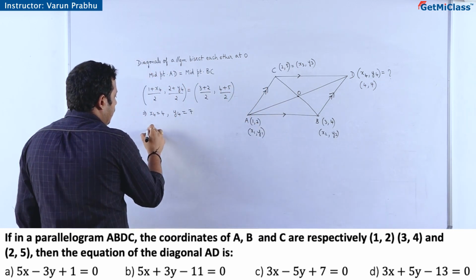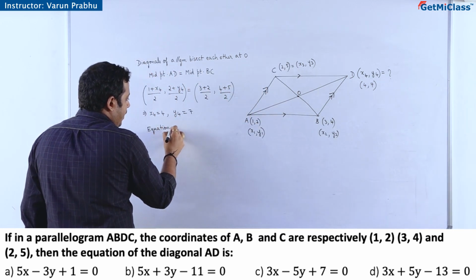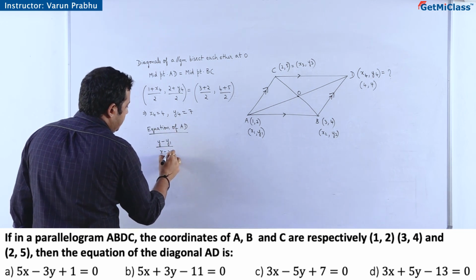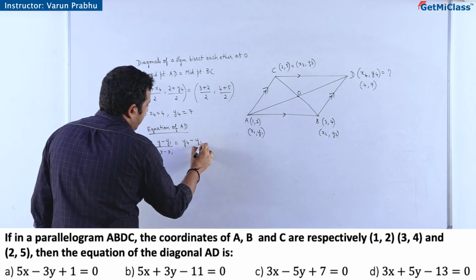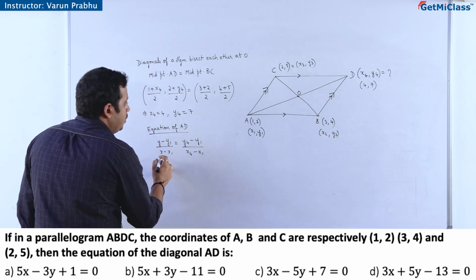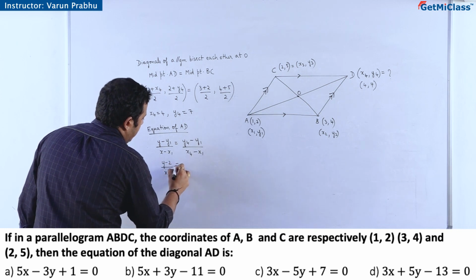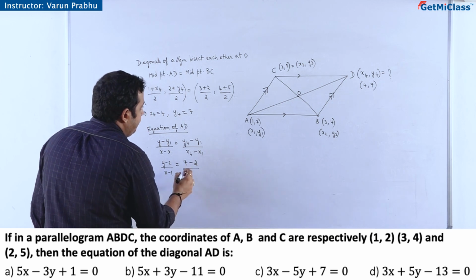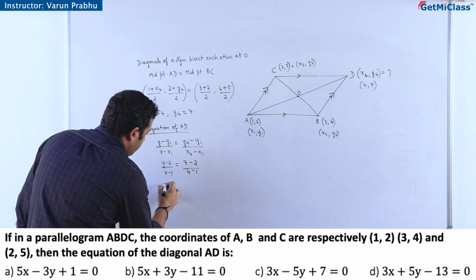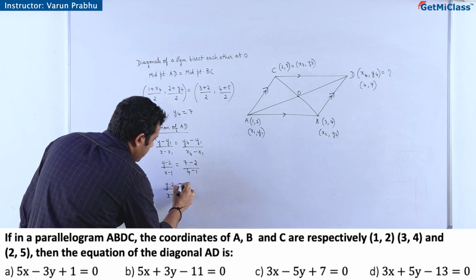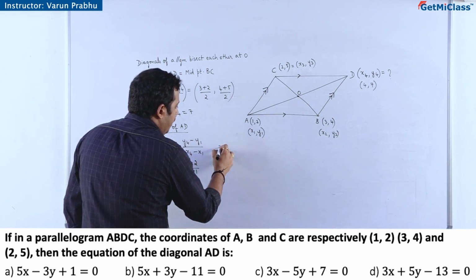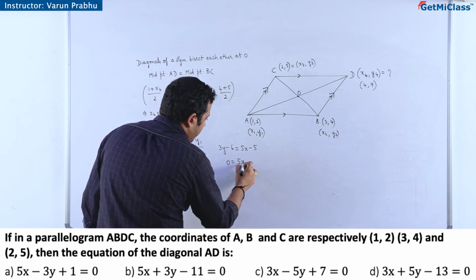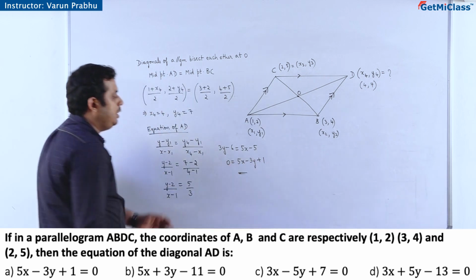Now, how do you calculate the equation of AD? The equation of AD is in two-point form, correct or not? (y minus y1) divided by (x minus x1) is equal to (y4 minus y1) divided by (x4 minus x1). So (y minus 2) divided by (x minus 1) is equal to (7 minus 2) divided by (4 minus 1), which is 5 divided by 3. So 3y minus 6 is equal to 5x minus 5. So 0 is equal to 5x minus 3y plus 1. This will be the equation of the diagonal.